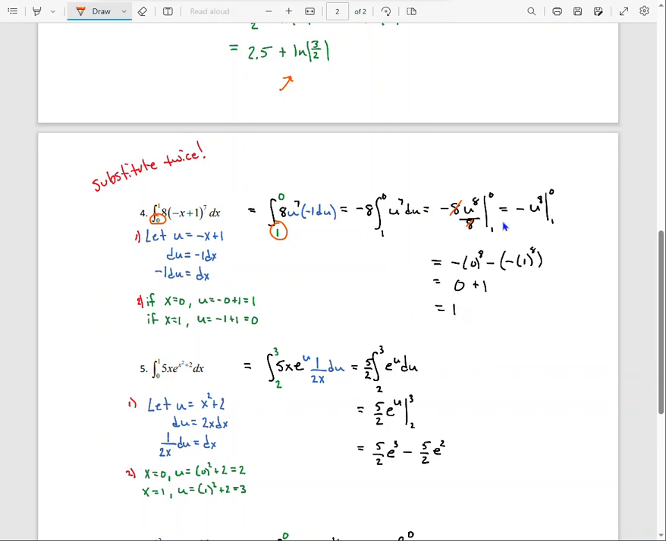I do not have to take it back to x. I've changed everything. So starting here and moving forward, it's like x was never there. It was non-existent. This is just the integral that we had. Because everything is in terms of u, I never have to go back to the x. All right, that's what everybody wants to hear. I don't have to go back to the x.